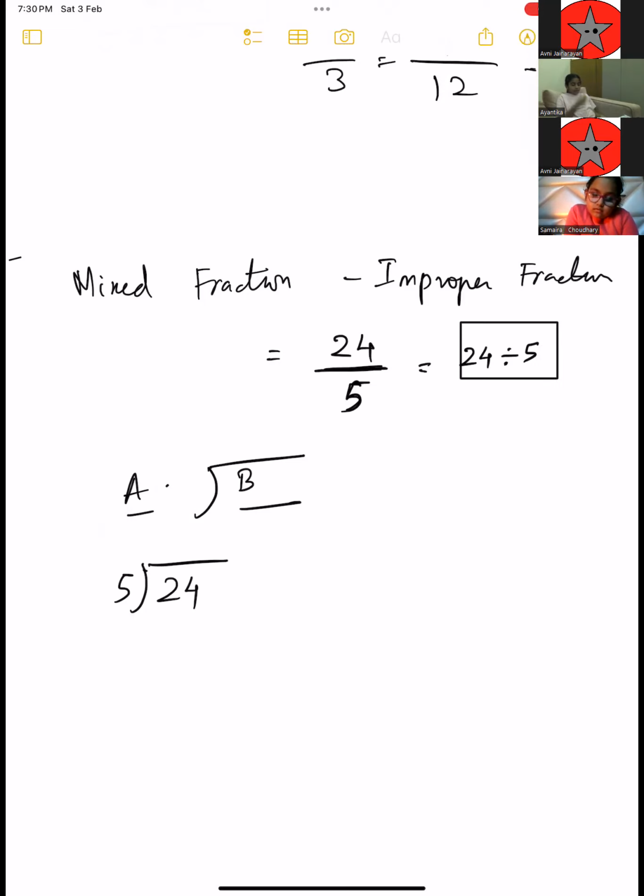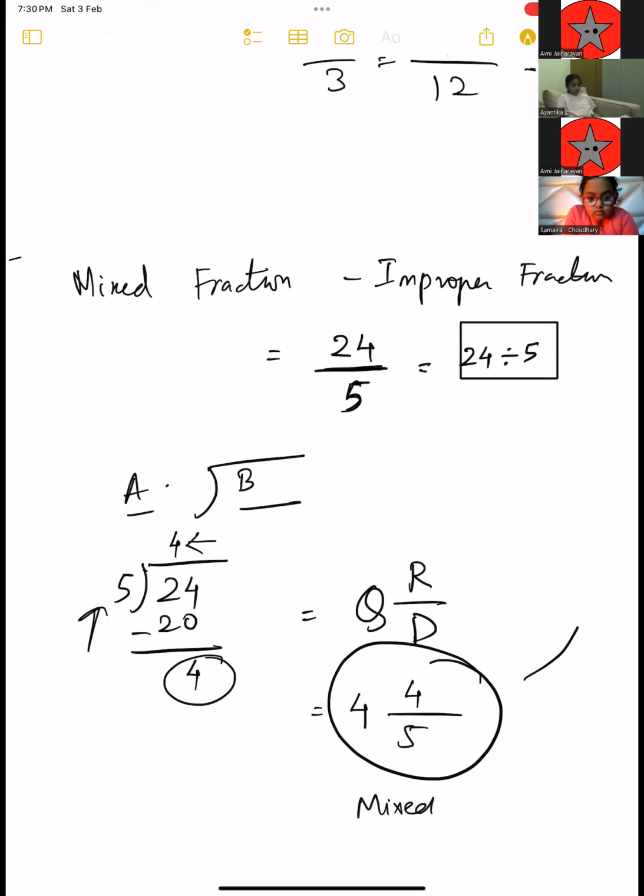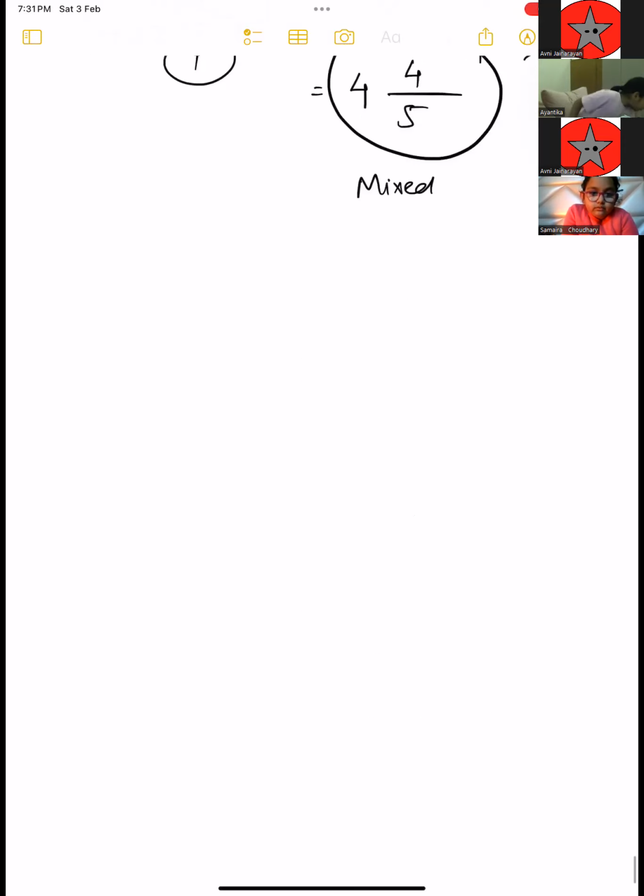अब हम लोग को इसको mixed fraction में change करना है, मतलब long division करना होगा. 5 times 4 is 20 and 4 is the remainder. So mixed fraction का होता है QRD. मतलब you write the quotient. This is the quotient 4. Then you write the remainder and then the divisor. So this is the mixed fraction of the improper fraction 24/5. Okay, Samira? That's it. सिर्फ इतना समझना है.